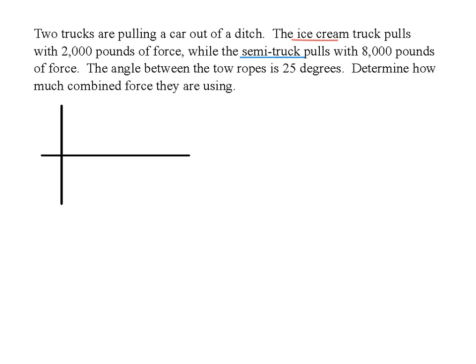It doesn't matter which one you do on the x-axis. I just usually pick the first one. So I'm going to say the ice cream truck is pulling straight out from the origin with a force of 2,000 pounds. So the magnitude of that vector is 2,000. And then your semi-truck is pulling 8,000 pounds of force, 25 degrees away from the other one. So about 25 degrees up in this direction.